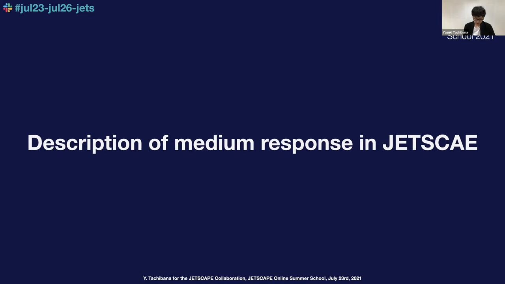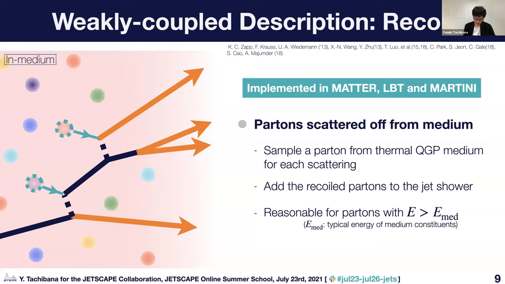So I would like to explain how we can describe such medium response process within JETSCAPE. One is a weakly coupled description relying on the prescription with recoils. This is implemented in MATTER, LBT, and MARTINI, and was actually briefly mentioned by Chanuk and Amit.